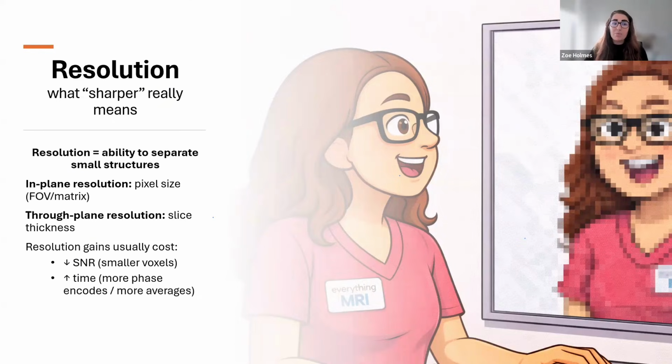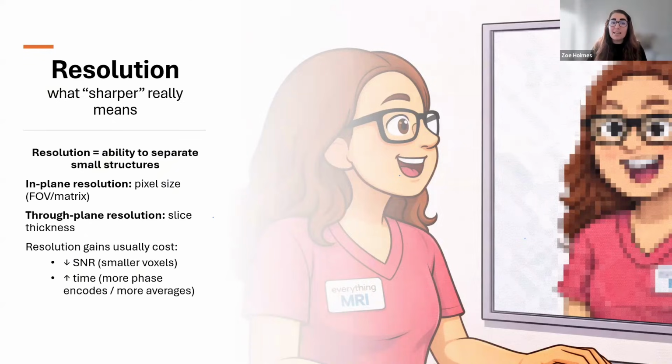So in MRI, resolution is fundamentally our voxel sizes. Small voxels resolve small structures. Big voxels will blur them. In-plane resolution is our pixel size. Our field of view divided by our matrix will give us our pixel size. Most systems will tell you what this is anyway, but if you need to work it out, that's how you do it. Your through plane resolution is slice thickness.